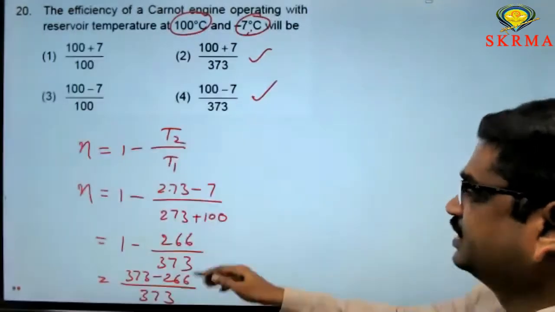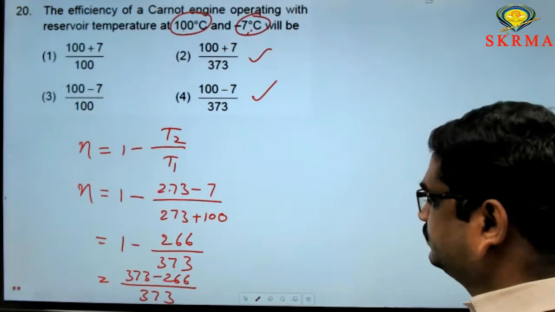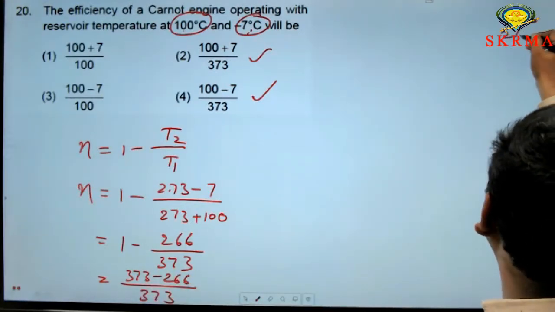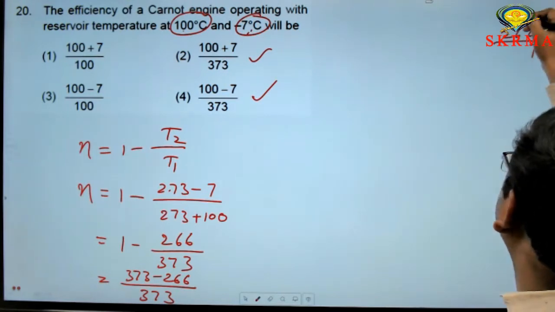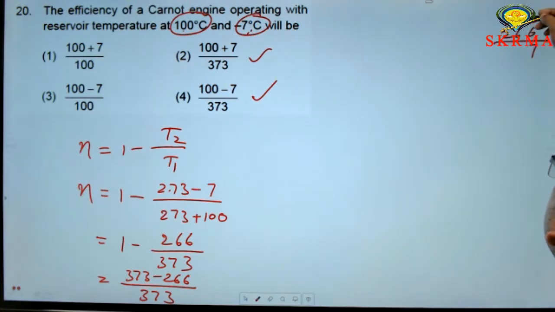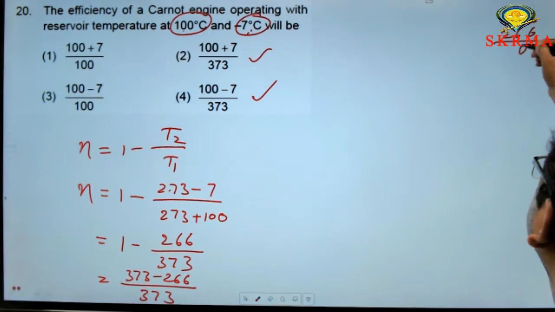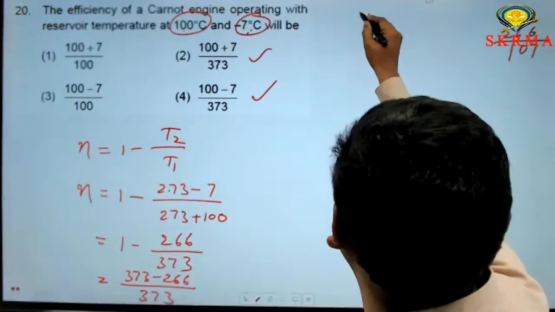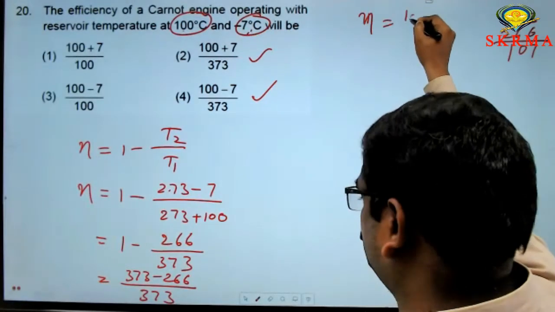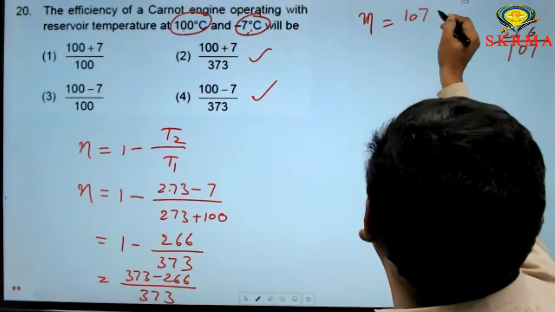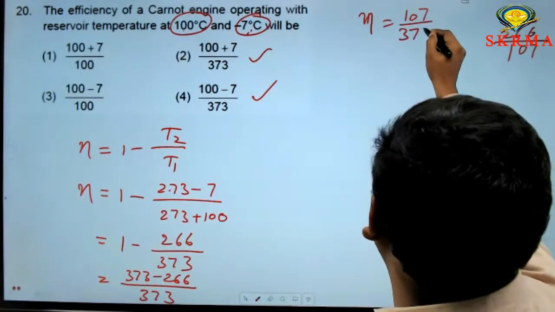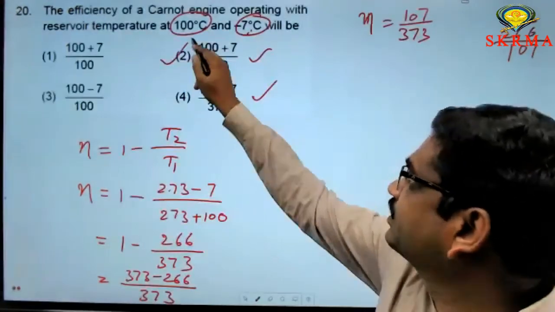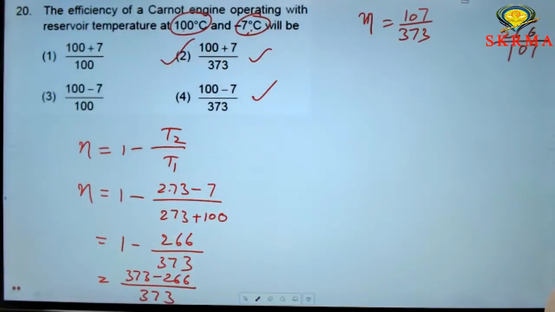How many options are there? Second and fourth. You have to select one of these two. Now 373 minus 266 is 107. So efficiency equals 107 by 373. So 107 can be written as 100 plus 7. So the second option is the correct one.